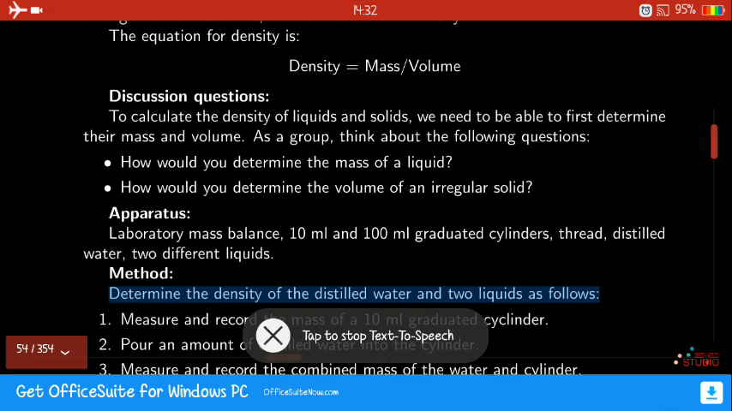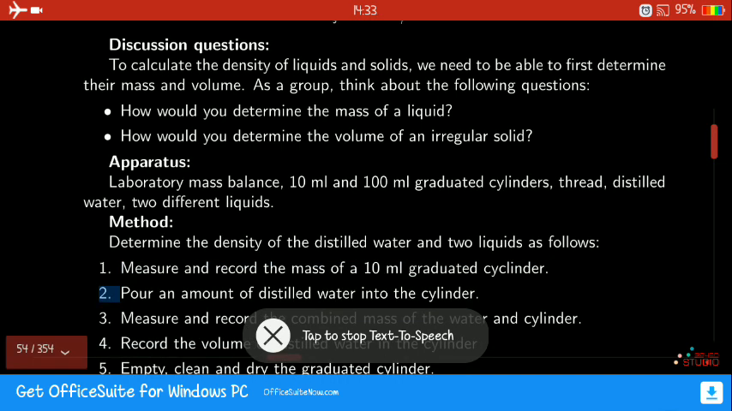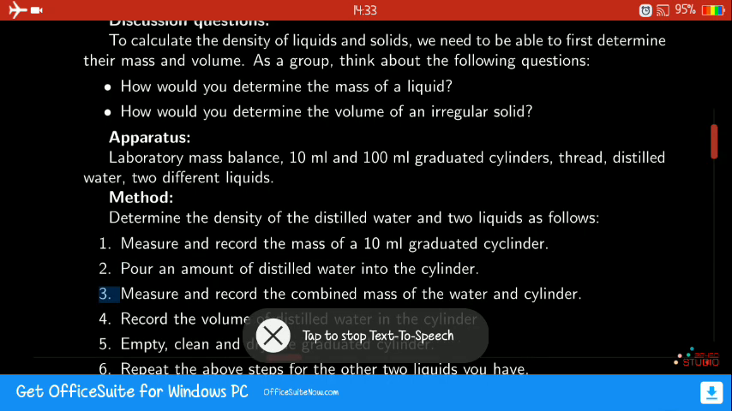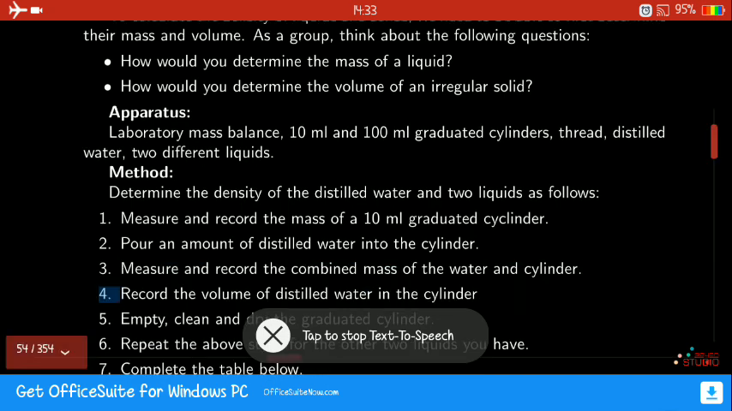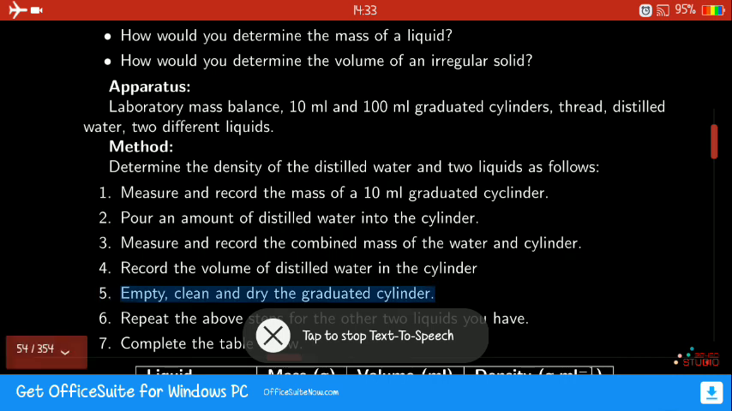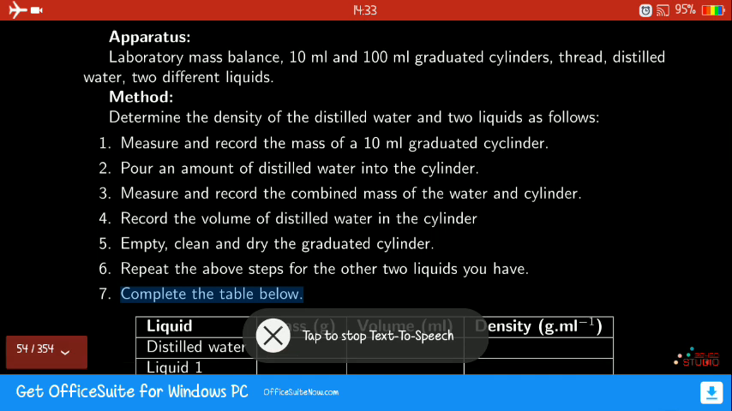Method. Determine the density of the distilled water and 2 liquids as follows. 1. Measure and record the mass of a 10 milliliter graduated cylinder. 2. Pour an amount of distilled water into the cylinder. 3. Measure and record the combined mass of the water and cylinder. 4. Record the volume of distilled water in the cylinder. 5. Empty, clean and dry the graduated cylinder. 6. Repeat the above steps for the other 2 liquids you have. 7. Complete the table below.